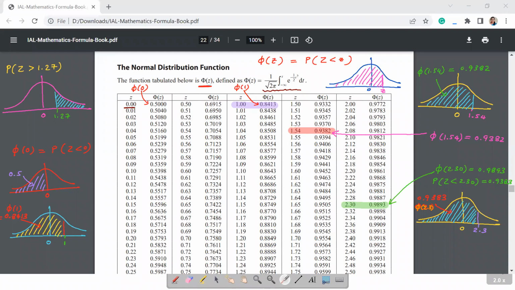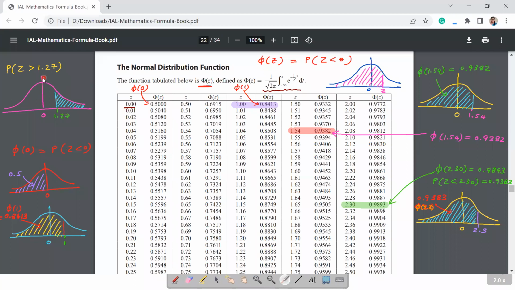Okay, so now I think you guys have a good idea about at least how to use the table, right? I was just demonstrating how to use the table, but we'll come back to our sum. So what was our sum? We were discussing this question. We were supposed to find the probability Z is greater than 1.27.